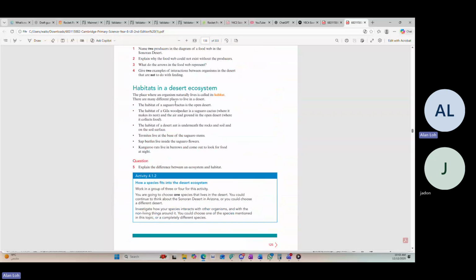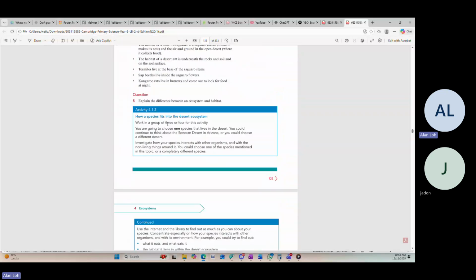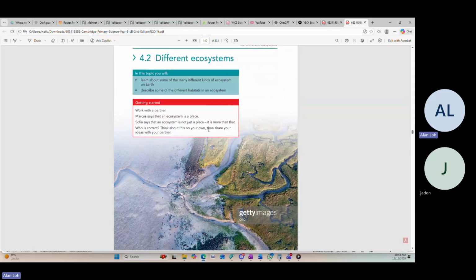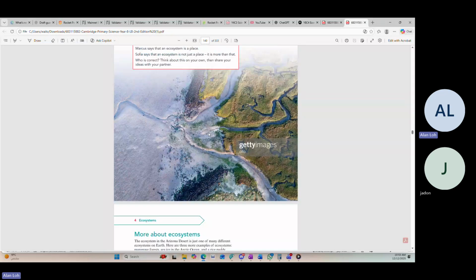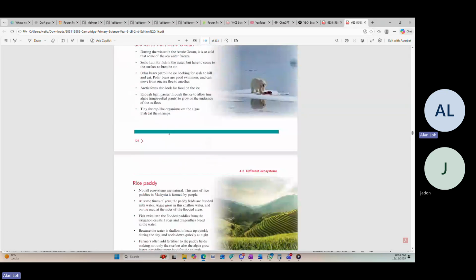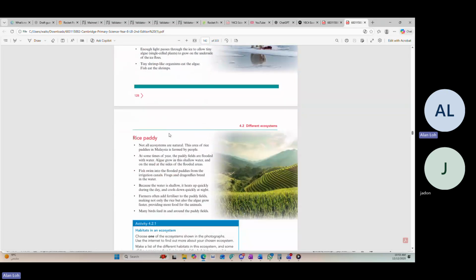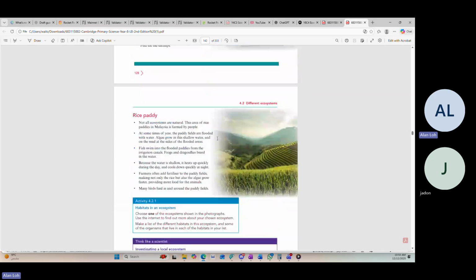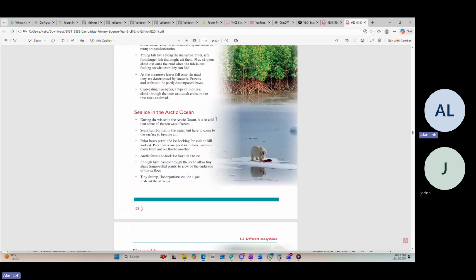Habitat. So what they're explaining is what is habitat. This is also drawer number 1. So different ecosystems, this is ecosystem types. So the one that we went into drawer 2. You have mangrove, you have Arctic, you have desert that was explained just now in the first drawer, and then you have rice paddy, the paddy field. Right, paddy field is man-made, and the rest are natural.